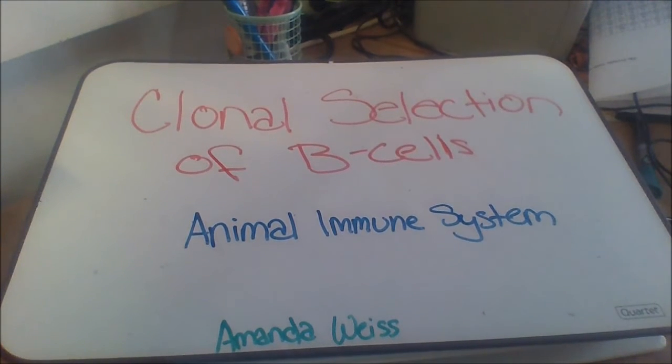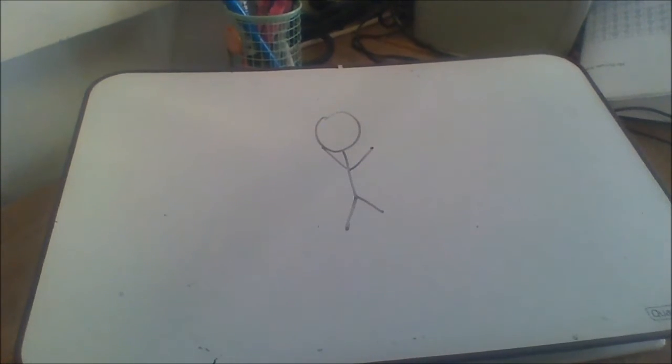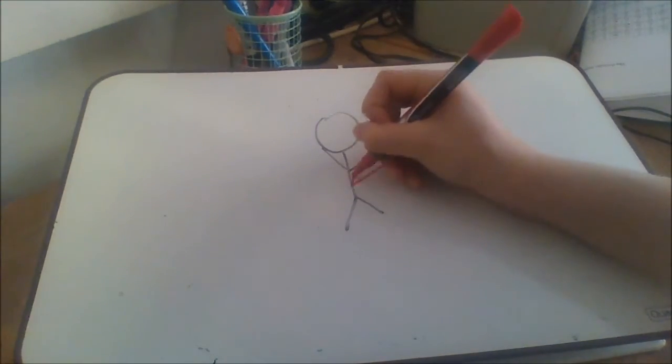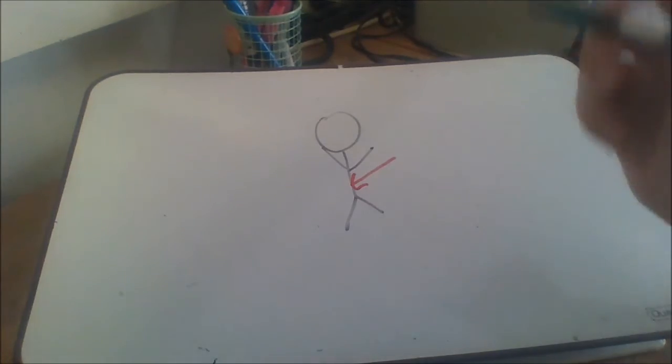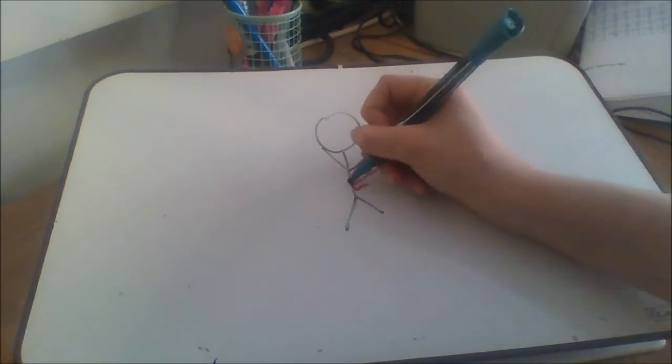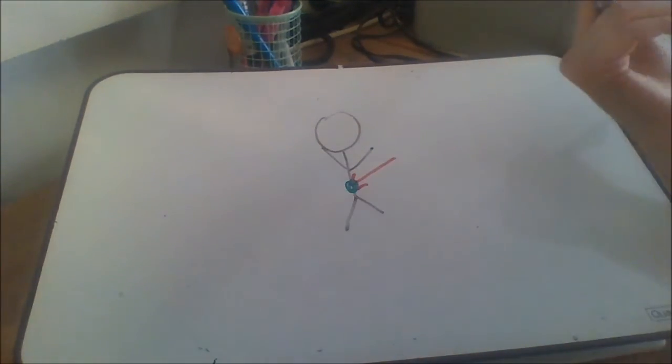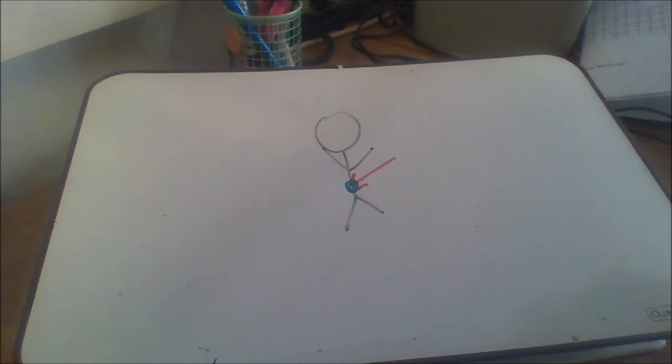I'm Amanda Weiss, and today I'm going to talk a bit about clonal selection of B cells in the animal immune system. The purpose of the immune system is to protect the body. If a pathogen manages to get past the first line of defense, the body can then produce an adaptive response, which involves B cells and T cells, in order to stop the pathogen from causing more harm.